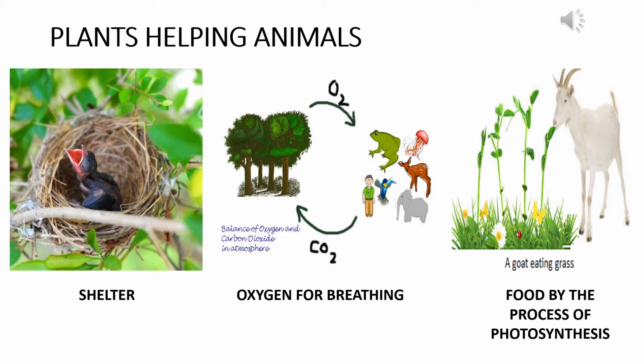They are producing food in the form of glucose by the process of photosynthesis, and that food is eaten by the herbivores, and the herbivores are in turn eaten by the meat-eating animals. So the plants are surviving and plants are supporting the animals by providing food in the form of glucose.